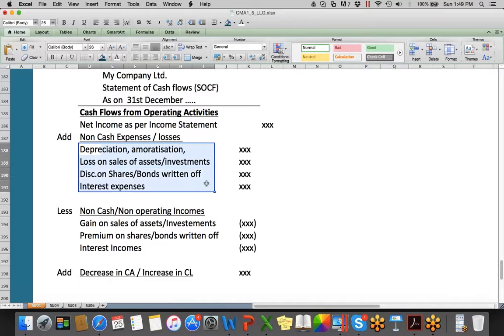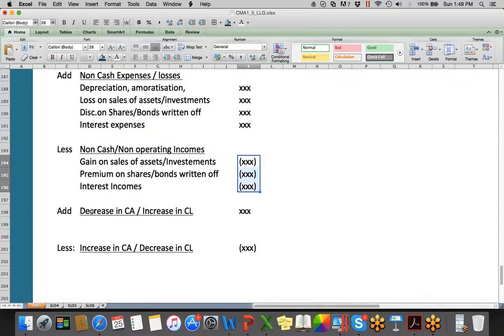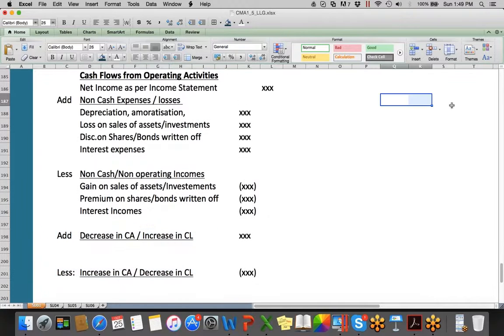Clear? So here, as I added all these points, these are all non-cash expenses which I debited to my income statement, which reduced my net income. So I'm adding them back. At the same time, we considered all these amounts as gains, but in actual there is no cash in. Therefore, because it increased my net income, I'm reducing it. Now, what are these two items? Decrease in current assets, increase in current liabilities, etc.